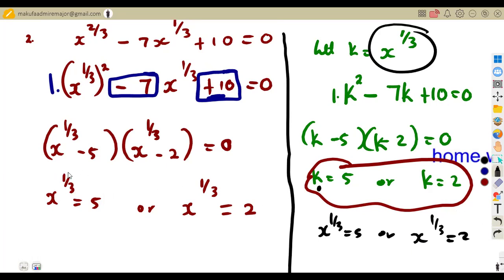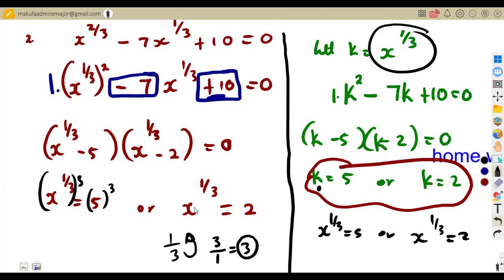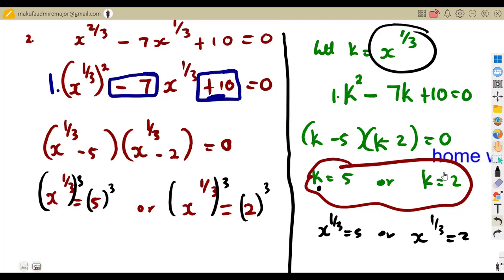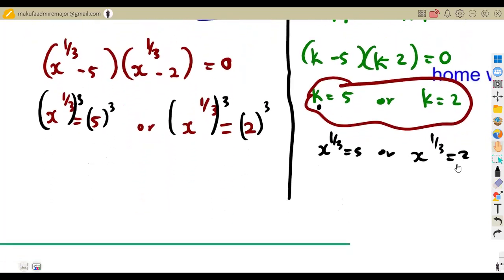But I said you do not just remove this. You have to find the reciprocal, the inverse of that number. The inverse of what? 1/3. So the reciprocal, just interchange, is 3/1. But 3/1 is the same as what? It is the same as 3. So we raise this to the exponent of 3, this also to the exponent of 3, the reciprocal, the inverse of what we are given there.